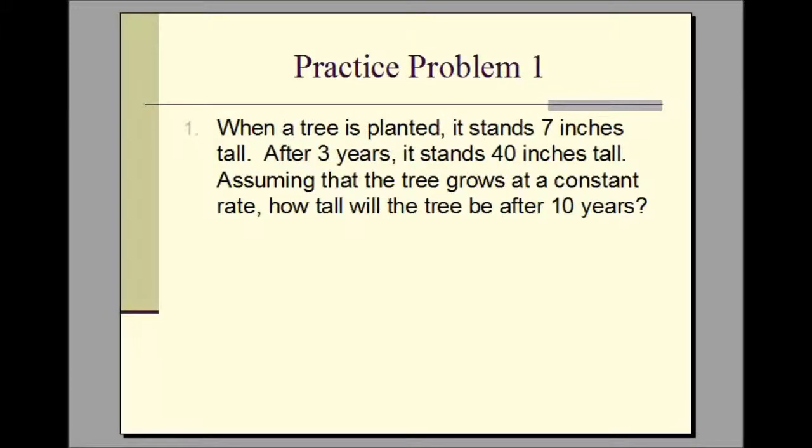Practice problem 1. When a tree is planted, it stands 7 inches tall. After 3 years, it stands 40 inches tall. Assuming the tree grows at a constant rate, how tall will the tree be after 10 years?